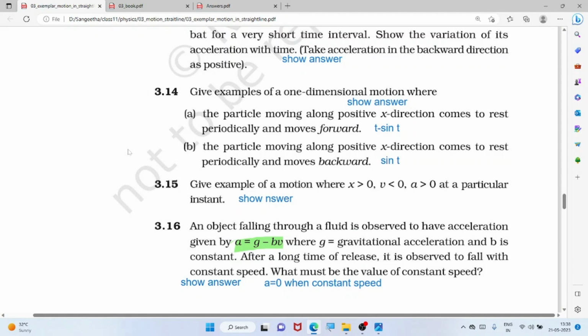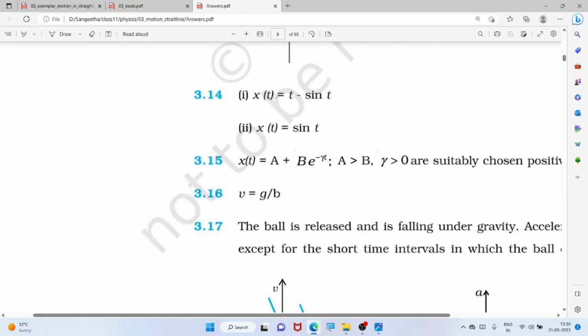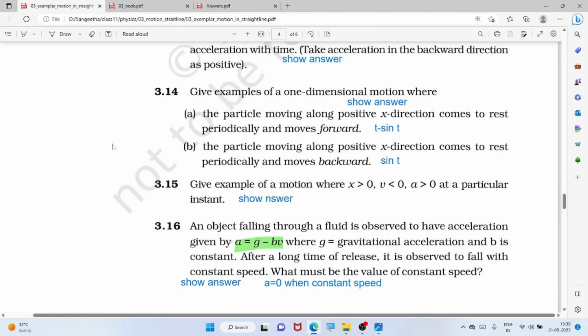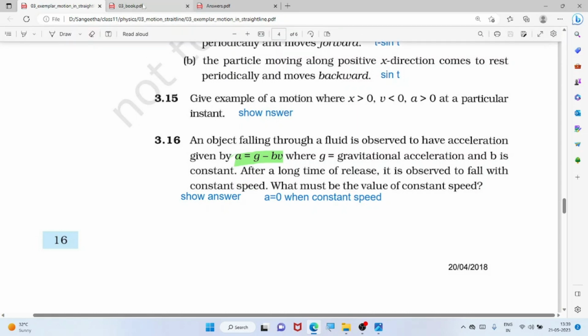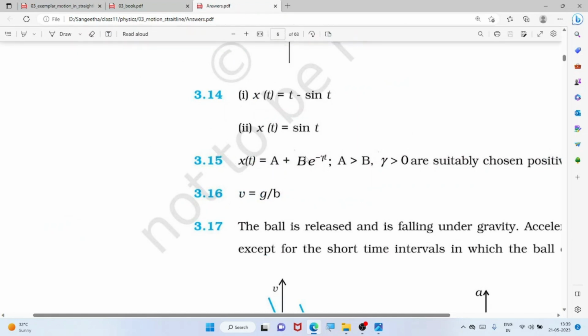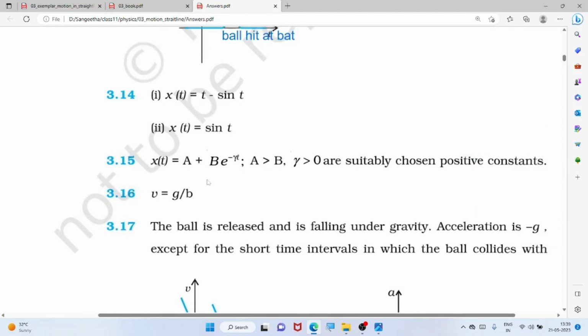Give the examples of one-dimensional motion where a particle is moving with the first acceleration, comes to rest periodically and moves forward. Okay, this is the one we can differentiate and see. Okay. Give the example of motion where x is greater than 0, v is less than 0, and a is greater than 0 at a particular instant. 3.15. Okay, you can write the equation like this, chosen for positive constants.